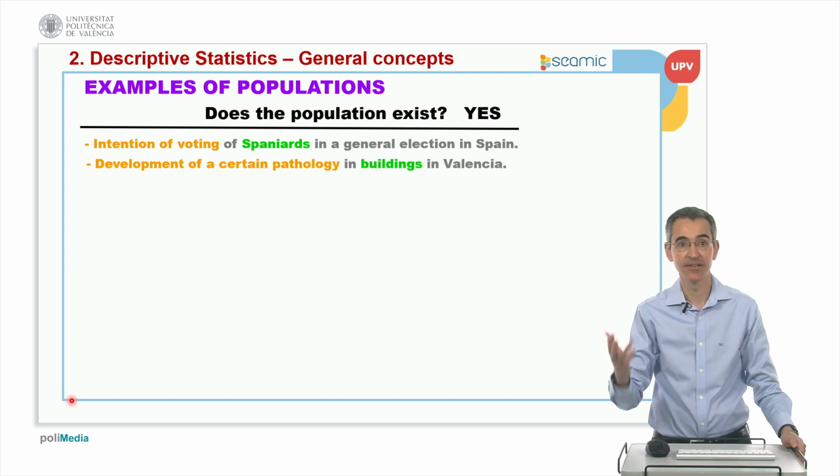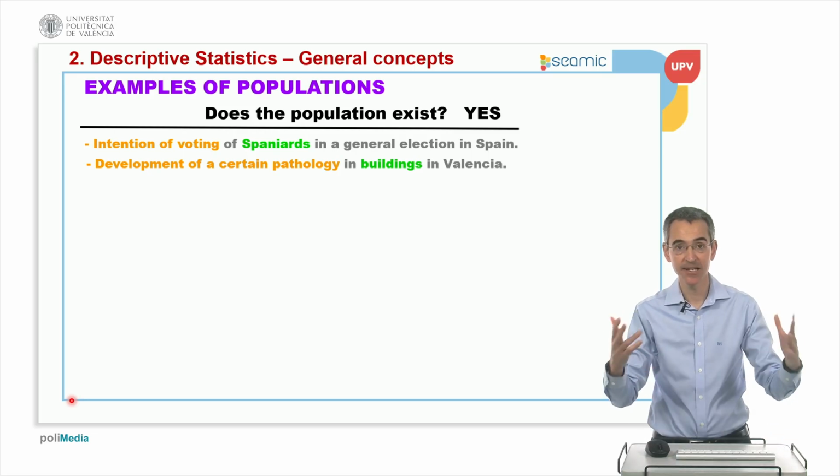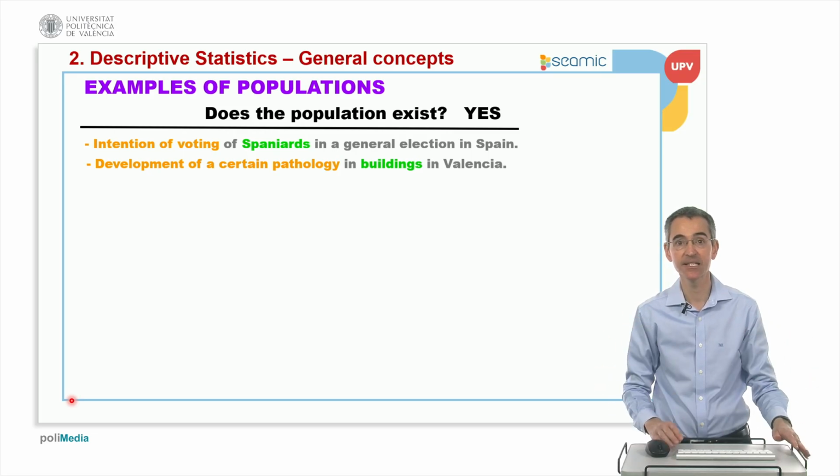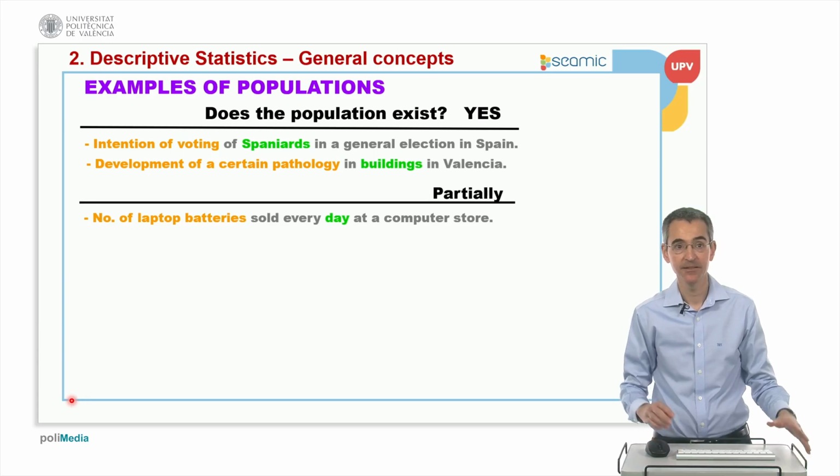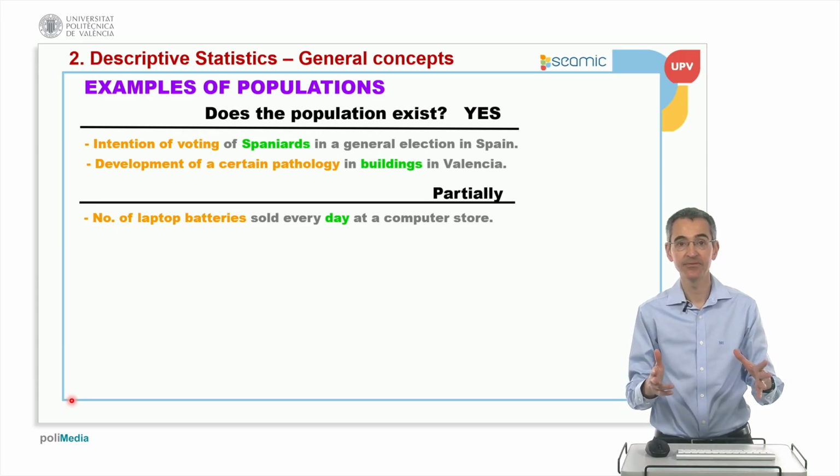Or if we want to study the development of a certain pathology in buildings in Valencia, again, this is a long list of buildings, but we can have a complete list with all of these buildings. But surprisingly, sometimes the elements of the population just exist partially. What does it mean? For example, if I talk about the number of laptop batteries sold every day at a computer store, I can have for every day the number of batteries that are sold, but I can have the information only until a given day.